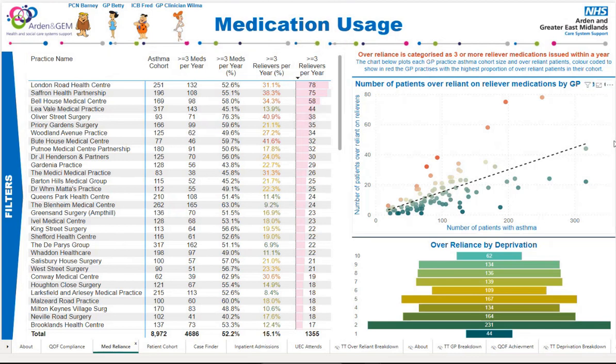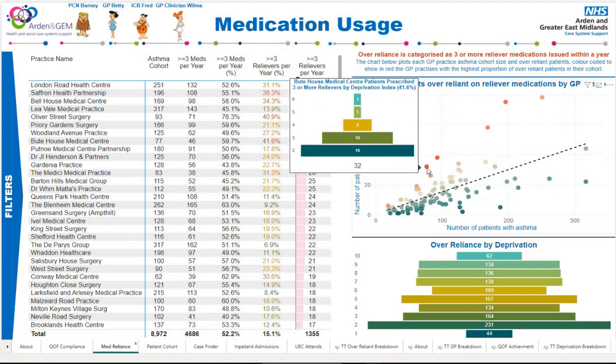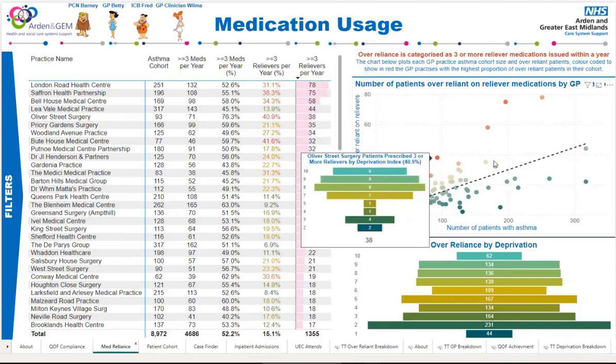What we have over here is a chart where each dot represents a GP practice, and they're plotted so that we can see the number of patients with asthma against the number of patients who are reliant on reliever medication. The colour of the spots indicates the percentage of patients within the practice who are over-reliant on reliever medication. So the reddest one down here is this one, and this is Butte House Medical Centre. We've designed the tooltips, the pop-ups, to tell us where the practice is and the percentage. So we've got 41.6% who are over-reliant on reliever medication, which is a total of 32 patients. So we can hover over any of those and have a good look.